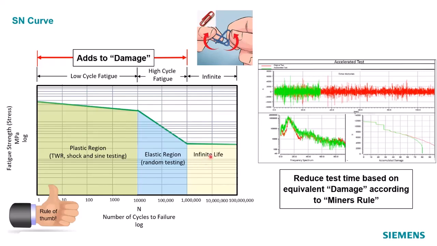And we can utilize that information through a measurement of the time history of the product, and we can filter out the cycles that contribute to infinite life. And then we can base all of these cycles on this SN curve. And in the elastic region, we can use that information to shorten the test. We can base that on what's called the damage, and that's all according to Miner's rule.